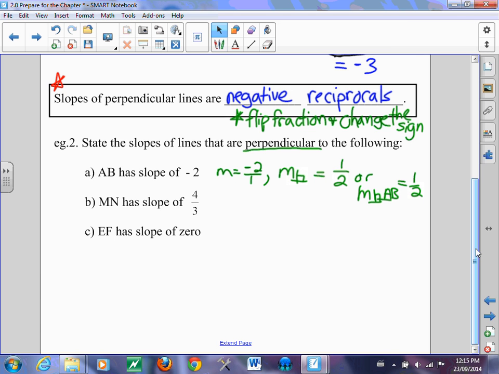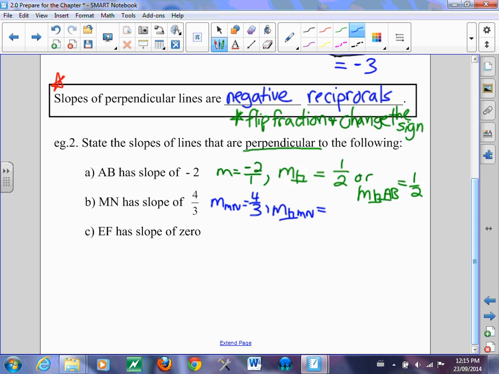Take a look at the second one, ladies and gentlemen. We have slope of MN equals 4/3. So slope perpendicular of MN equals, so start by flipping the fraction, so it's going to be 3/4, and you change the sign. I apologize, it's a positive, so you change it to a negative. Awesome. Now, this third one's a little tricky.